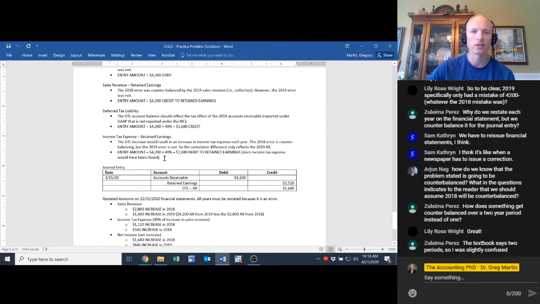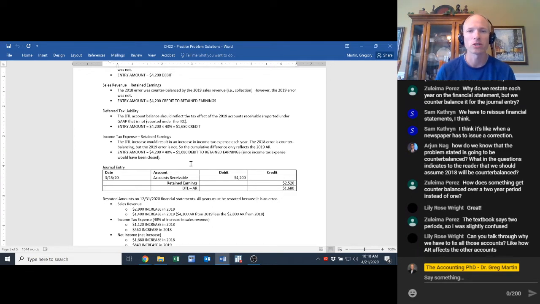And so again, we have three things to this point, and then finally, to get you to that after-tax effect from the income tax expense, we know that the DTL would also result in an increase in income tax expense each year. The 2018 error is counterbalanced, but the 2019 is not. And so there's this cumulative effect that's still attributable to the 2019 accounts receivable. And so for that retained earnings amount, there would be an additional income tax expense that should have been recorded. Again, this would be the accumulation of income tax expense over the two years that should have been recorded, an additional $1,680. But of course, the income tax expense account has been closed, and so that entry amount needs to go to retained earnings. And so together, then, that hopefully gets us there.